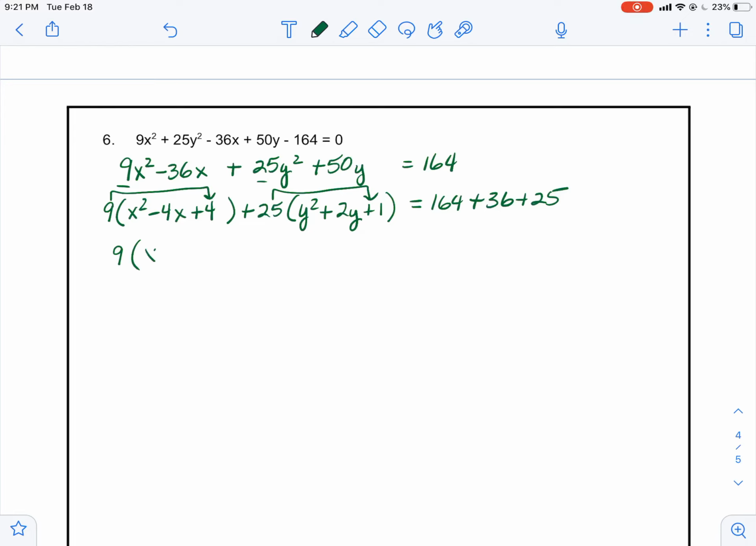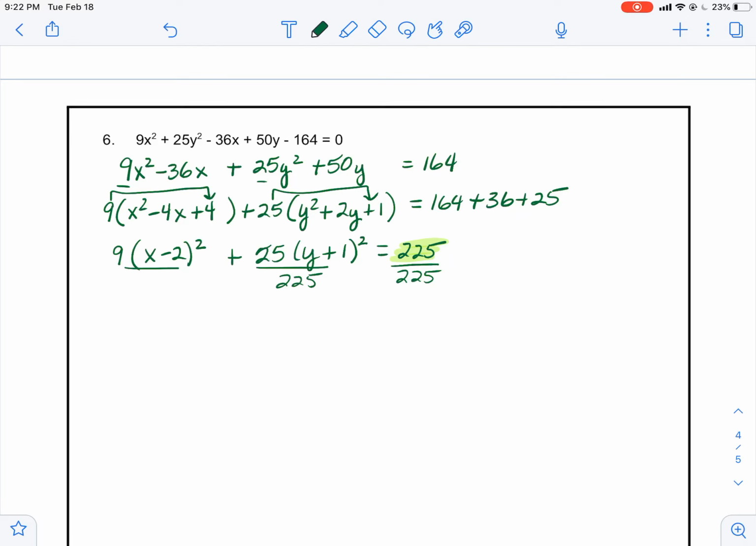So I get 9 times x minus 2 squared plus 25 times y plus 1 squared equals, and let's add this all up on there, 164, 36 and 25 is 225. And not all the time, but most of the time they'll try to make those where they are perfect squares. So if you end up with this side over here not a perfect square, you just might double check, because like on the test or something, I'll always give it to you as a perfect square just to make it easy on you. Okay, next step is to divide this off.